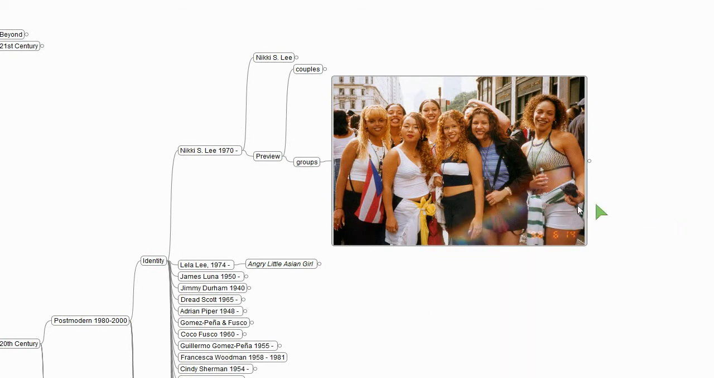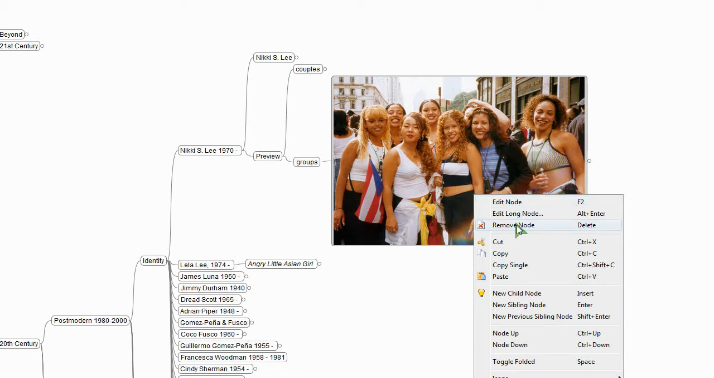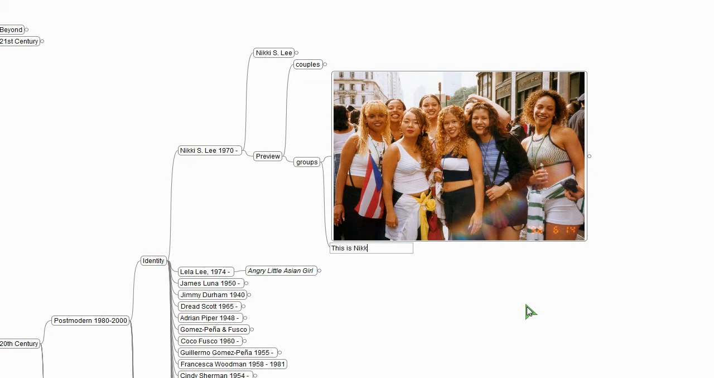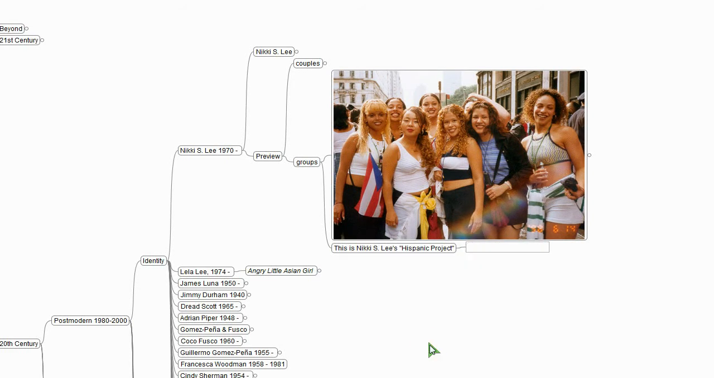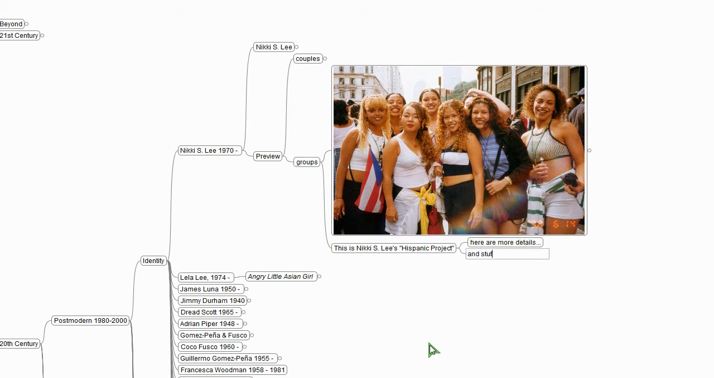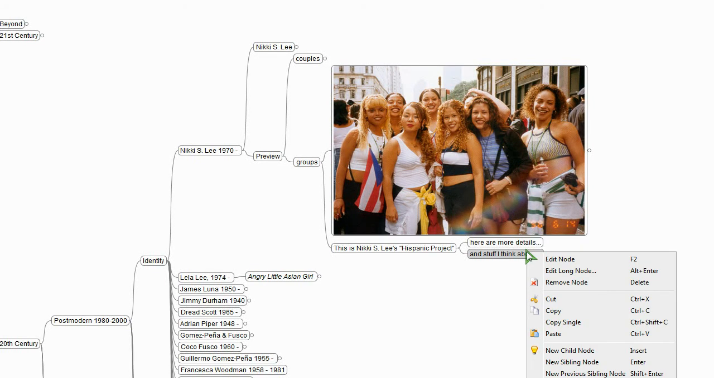So for example, I've got some of their images and some notes, but if you wanted to write your own note on something about this picture, you could make it a sibling node, let's say, and put it underneath, and write a note. Or you could add a child node. And if you found more Nikki S. Lee images that I didn't have in this chart that you wanted to have in your copy, you could add another node, say, another child node, perhaps.